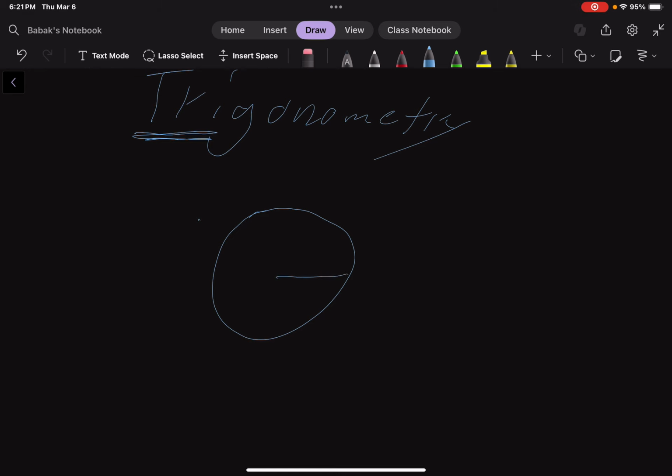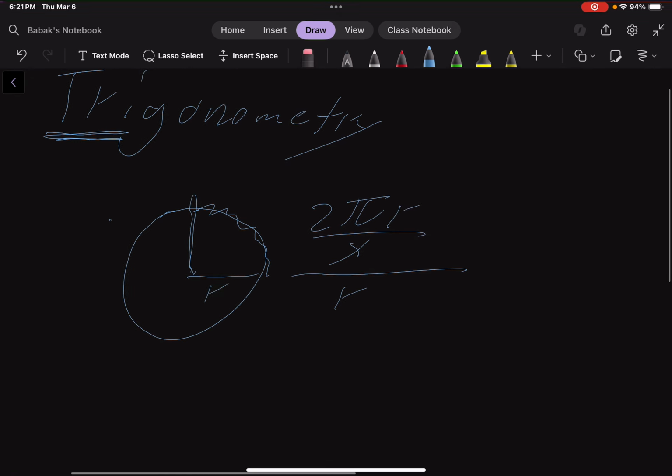The radian is the ratio between the arc of a circle, for example, this arc, its length, so say 2 pi r divided by whatever portion of the circle that is, over the radius of the circle, r. Now, as you can see, this deduces to 2 pi over x.